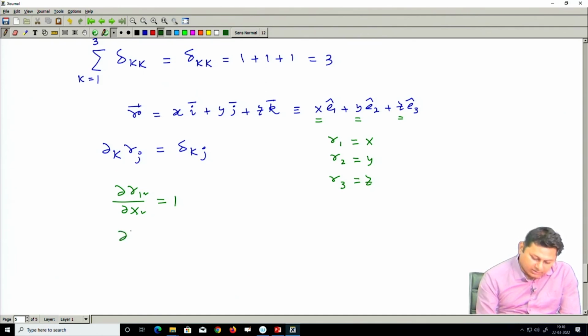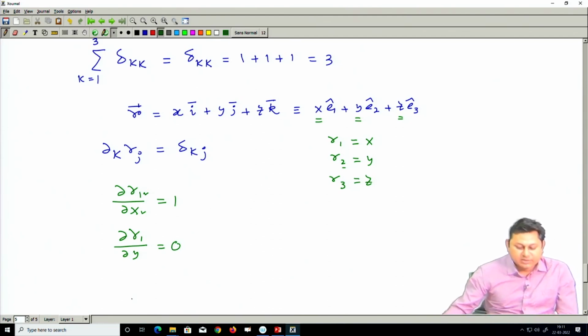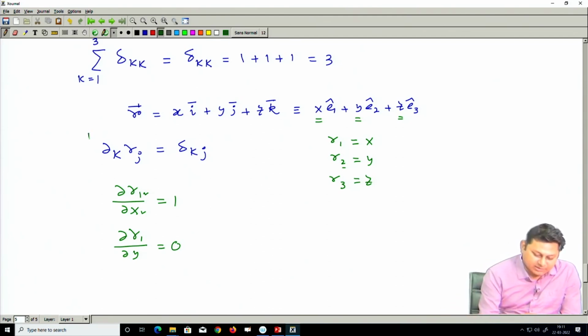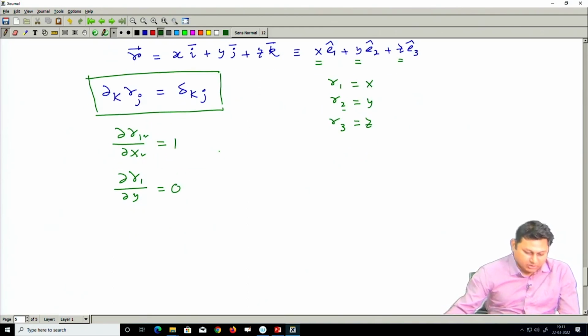What about the other values, r1 and y? Here y corresponds to 2. So, in this formula k is 2 and j is 1, so delta 2 1. That means it should be 0, and so on. You can please check it and you will find how this relationship holds for position vectors.